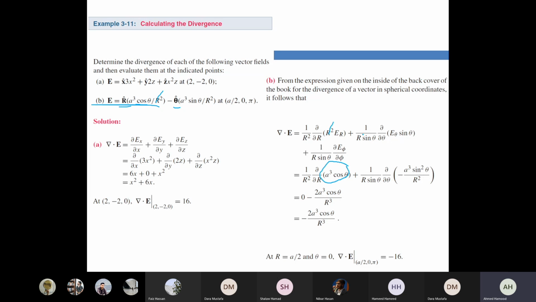Second one, 1 divided by r sine theta. You have this differentiate E theta sine theta, which you have the second part, and you can see the second part here. You don't have theta here. You have here r to the power of 3 sine phi divided by r square, okay, by negative.